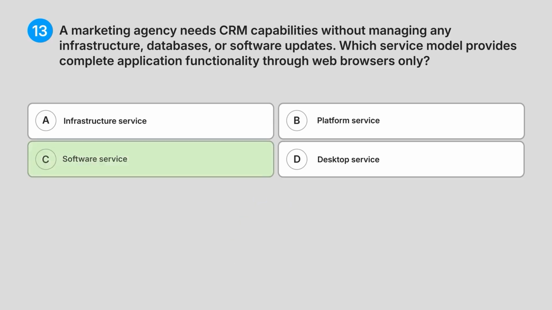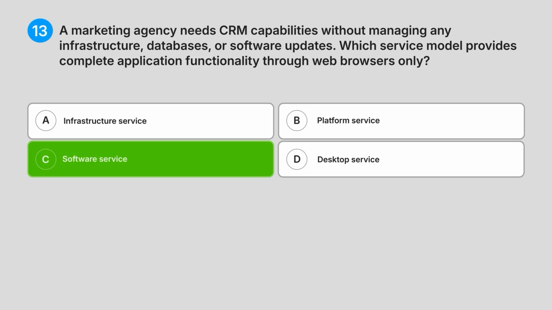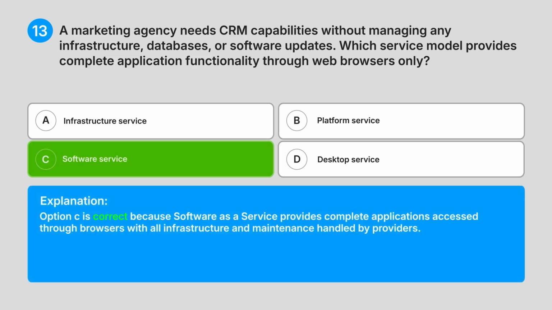Correct answer, C. Software service. Explanation. Option C is correct because software as a service provides complete applications, accessed through browsers with all infrastructure and maintenance handled by providers.